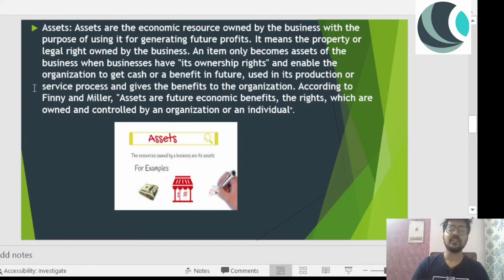So assets are the economic resources. You have to remember that the definition does not stop with ownership, right, and it also helps you to get cash or benefit in the future. So you have to remember the complete definition, not in isolation, that okay, if I have the ownership right, I have the asset. You have to remember that you can get cash or any benefit in the future. So that is how an asset is defined.